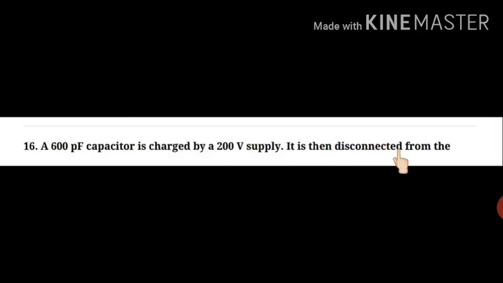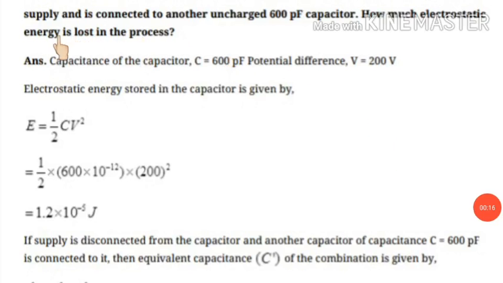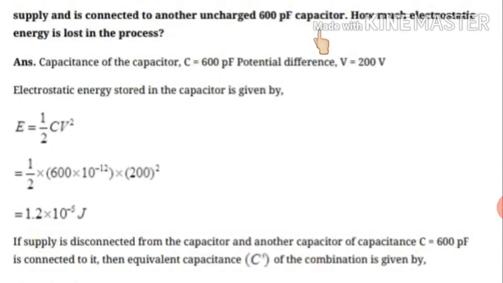Next question is, a 600 picofarad capacitor is charged by a 200 volt supply. It is then disconnected from the supply and is connected to another uncharged 600 picofarad capacitor. How much electrostatic energy is lost in this process? So initially they are talking about one capacitor, its capacitance is given, then it is connected to another uncharged capacitor. Then what they are saying is, in this whole process, how much electrostatic energy is lost.